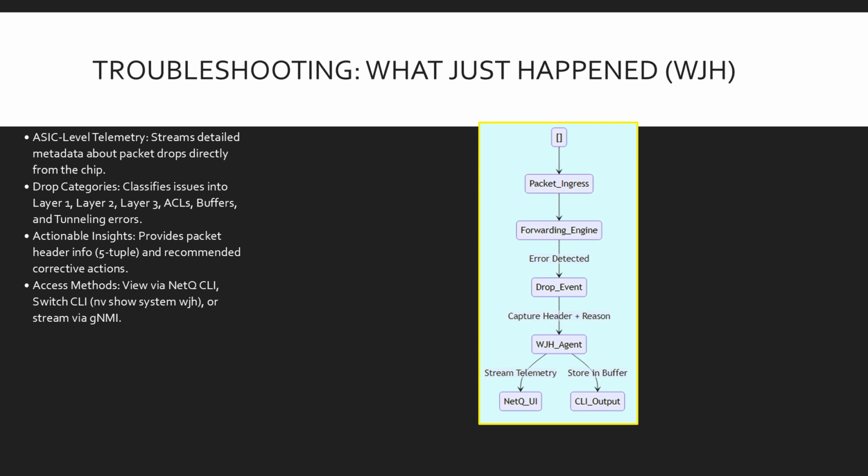What is the key takeaway? WJH moves us from "I think we have packet loss" to "we are dropping packets on port 5 due to an ACL mismatch," drastically reducing mean time to innocence.